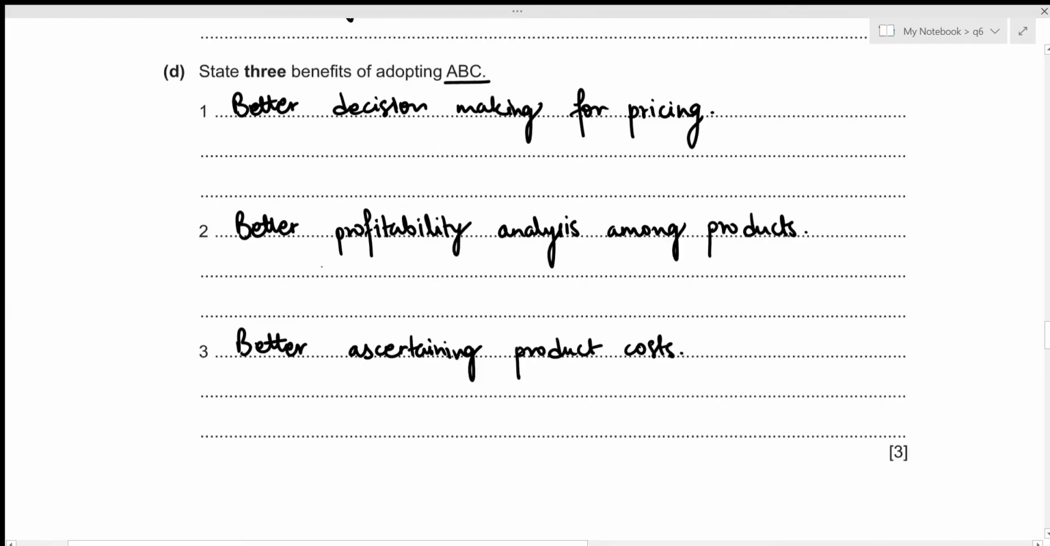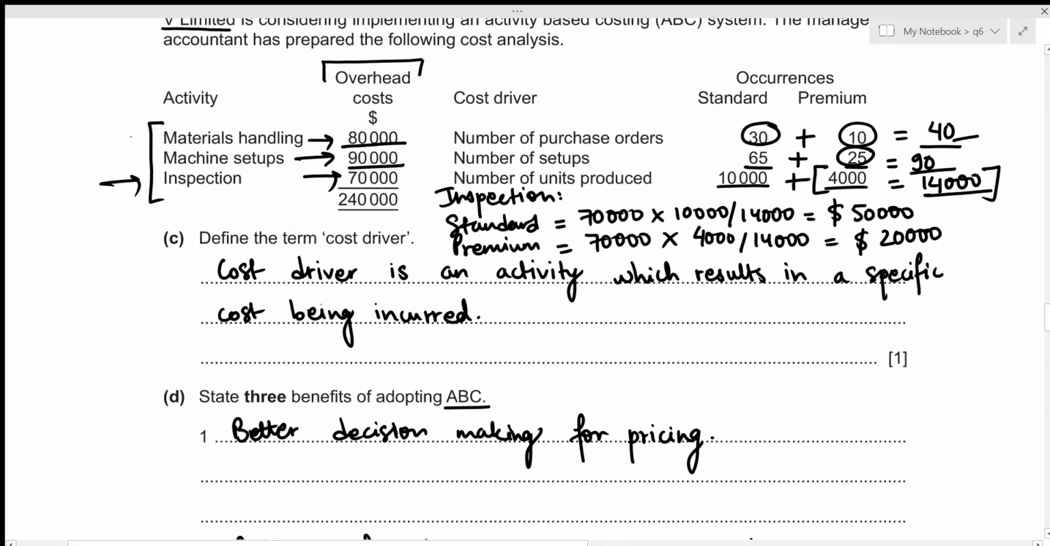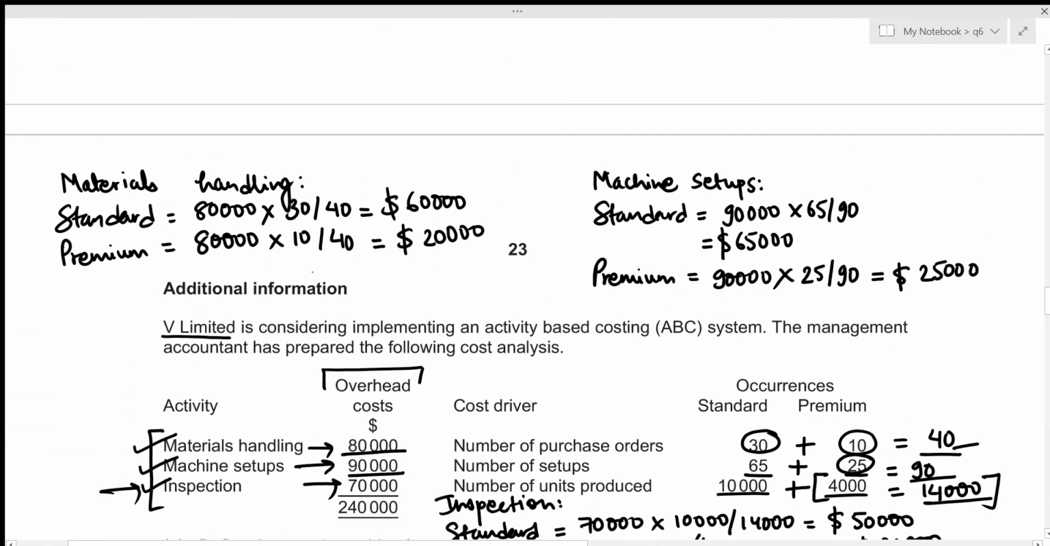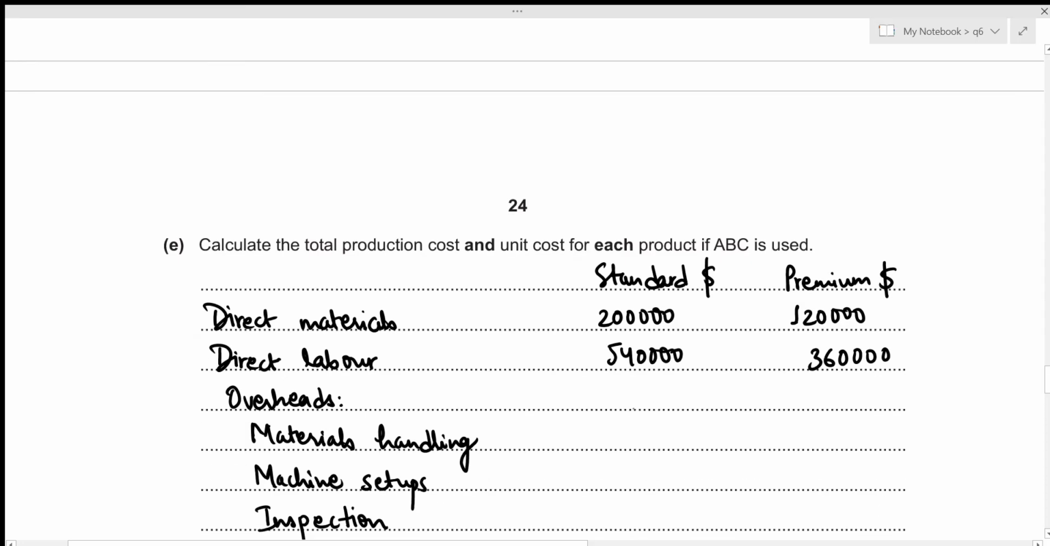Okay, let's have a look above. We had 3 overheads. So the first one is materials handling, the second is machine setups, and the third one is inspection. Let's write it down. So that's materials handling, machine setups, and inspection. Okay, we already figured out the values for these 3 activities. And for materials handling, standard will have the value of 60,000, whereas premium will have the value of 20,000. Let's substitute this. So that's 60,000 and 20,000.